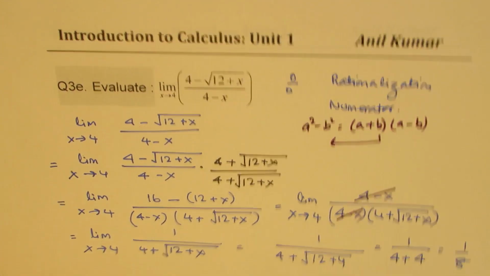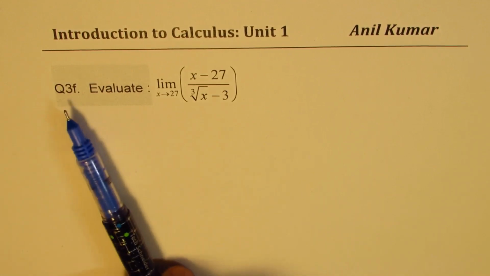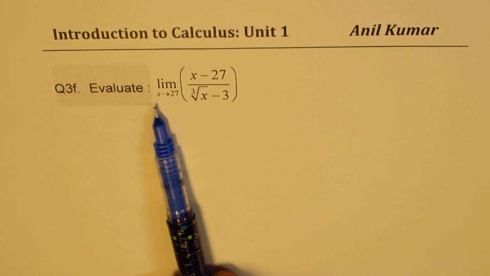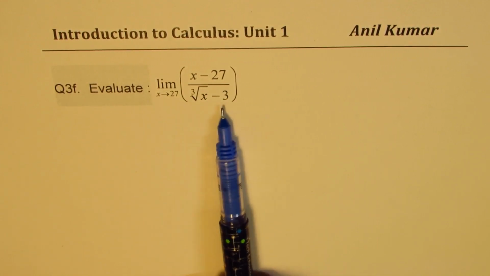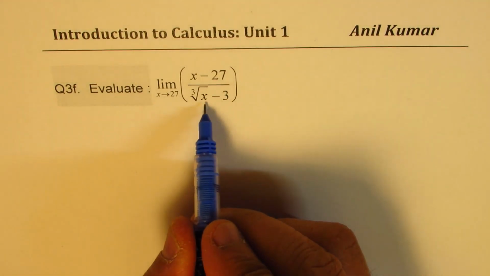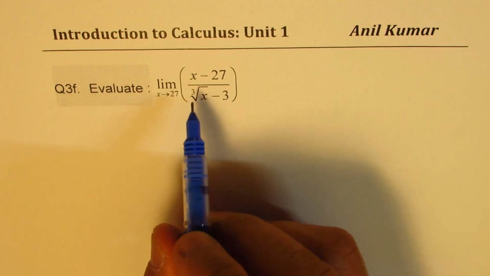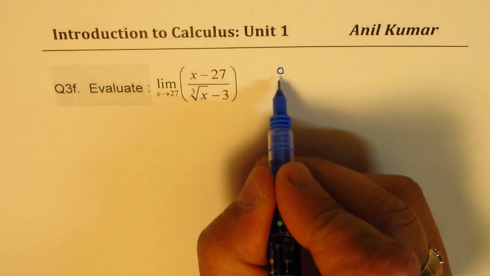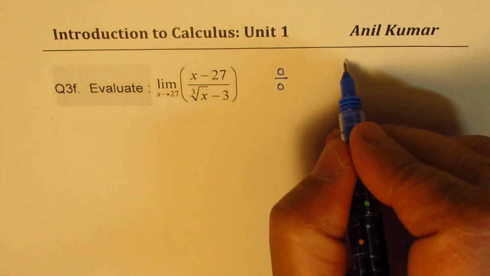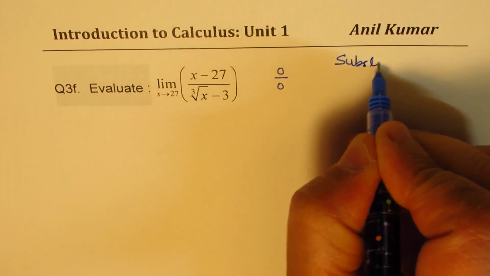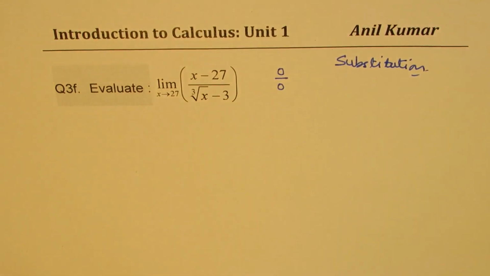Now let's take the last question of this series. We need to evaluate the limit as x approaches 27 of (x minus 27) over (cube root of x minus 3). If I substitute 27 here, we get 3, and 3 minus 3 is 0. 27 minus 27 is also 0, right? So it is again 0 over 0 form. In this case, we'll use the substitution method to find the limit, correct?